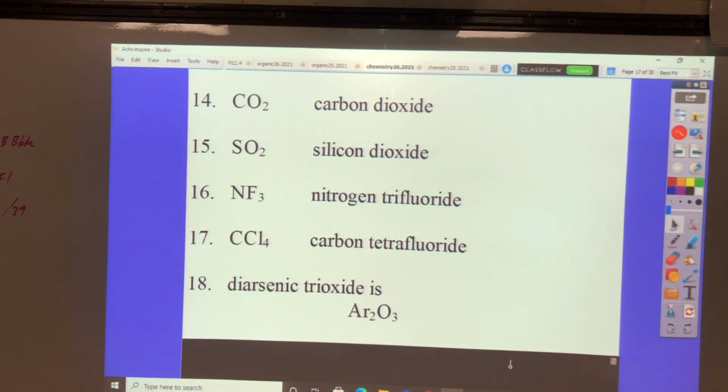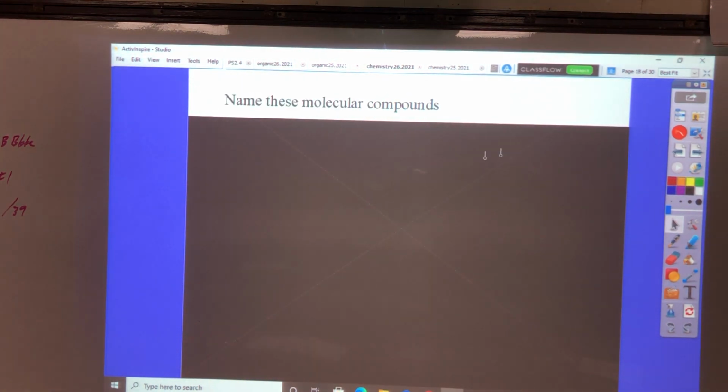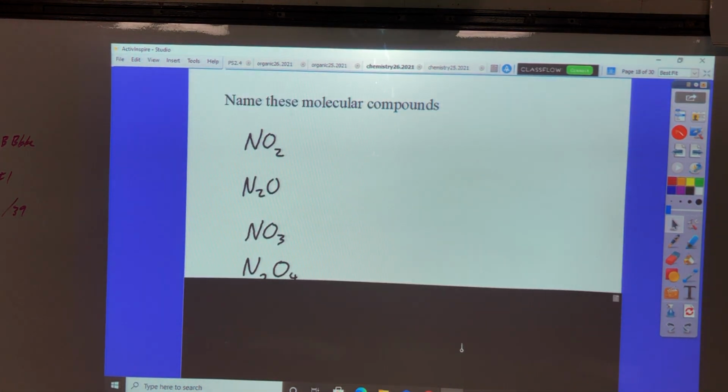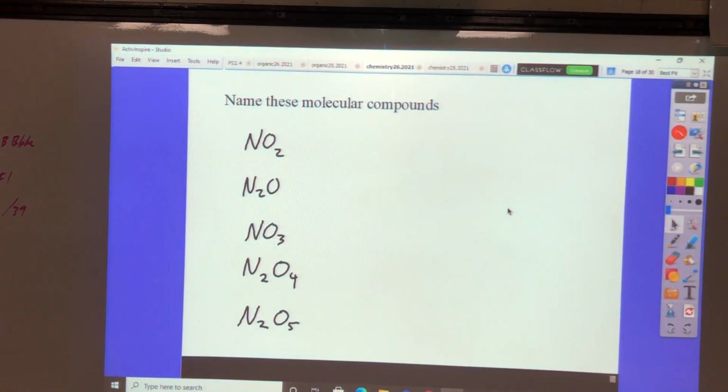And then the next section, they probably give you names and have you write the formulas. Not real sure. Going from 19 and 20, you got naming on the next. Oh, that's some acid stuff on the next one. I honestly don't like the way they do this because they're all over the place on this. Let's try these. Name these molecular compounds.